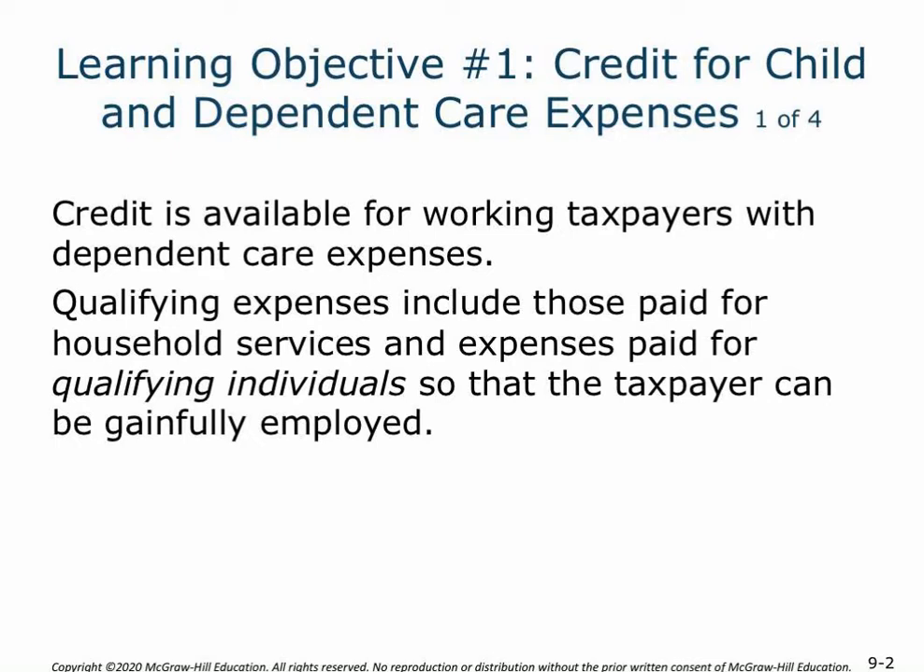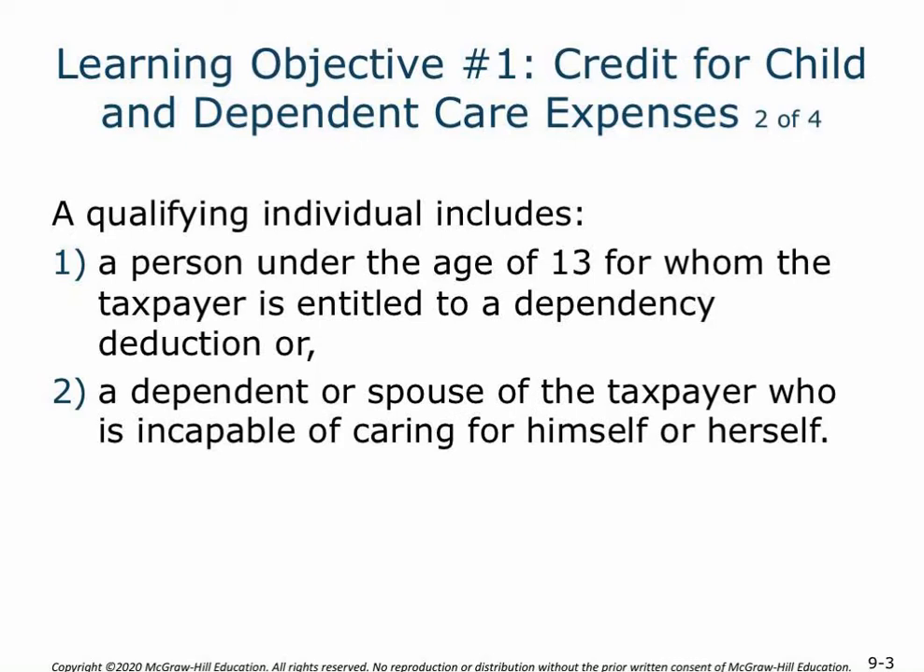The idea being that by paying those expenses, you're going to free up time of the taxpayers to be able to go out into the workforce. So the first thing we're going to want to look at is what are the qualifying individuals that we can pay these services for. So the first is going to be a person under the age of 13. So essentially, for whom the taxpayer is entitled to a dependency deduction. So essentially, we're talking about a child here that's not in middle school or high school or older. And the second is going to be a dependent or spouse of the taxpayer who's incapable of caring for themselves.